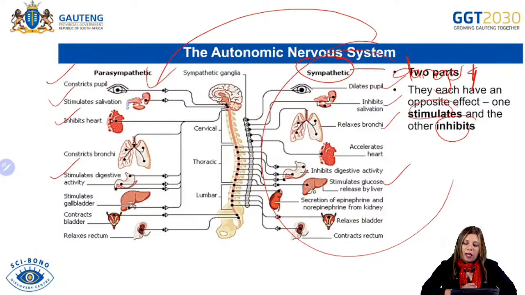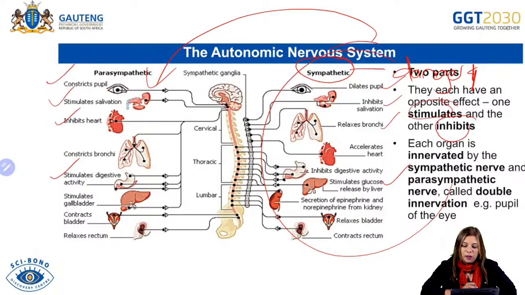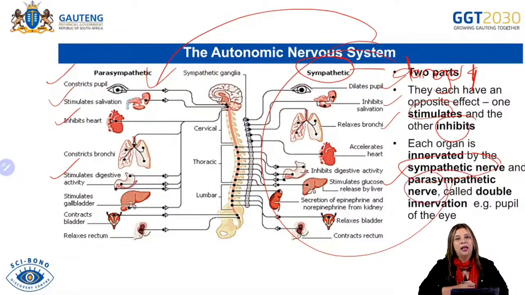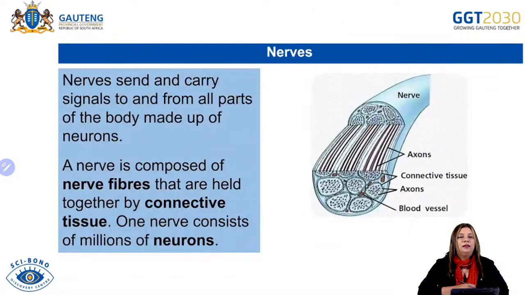Okay? And each organ is innervated by the sympathetic nerve and the parasympathetic nerve. Now, what does it mean, innervated? Innervated basically means that the nerve cells are concentrated in that certain organ during that time and they are highly functional. Okay? And that brings us to the end of this section.